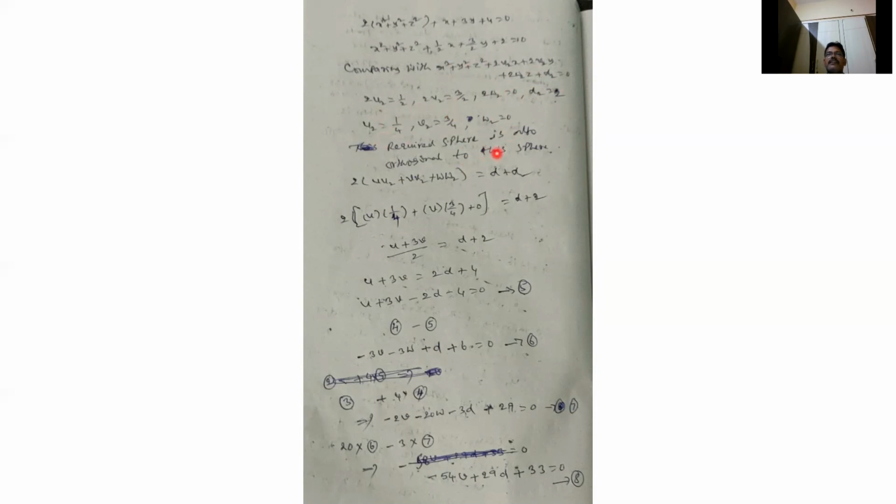So the required sphere is orthogonal to this sphere. Here u1 is u, v1 is v. So 2u2 plus vv2 plus ww2 equal to d plus d2. Since required sphere 1 is orthogonal to this sphere, 2u2 plus vv2 plus ww2 equals d plus d2. Here u2 is 1 by 4, v2 is 3 by 4, w2 is 0. So we get 2 into u into 1 by 4 plus v into 3 by 4 is equal to d plus 2.